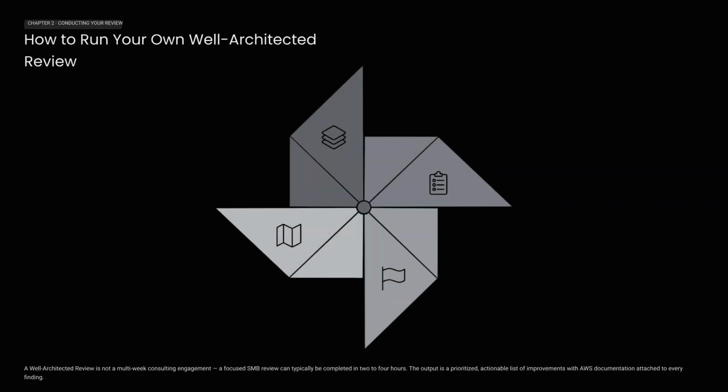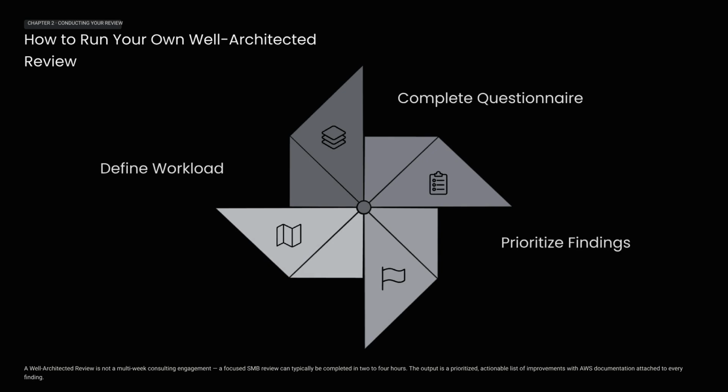A well-architected review is a focused self-assessment that can be completed quickly. The 4 steps are defining your workload, completing the questionnaire, prioritizing the findings, and building a remediation roadmap. The result is an actionable list of improvements with supporting AWS documentation.